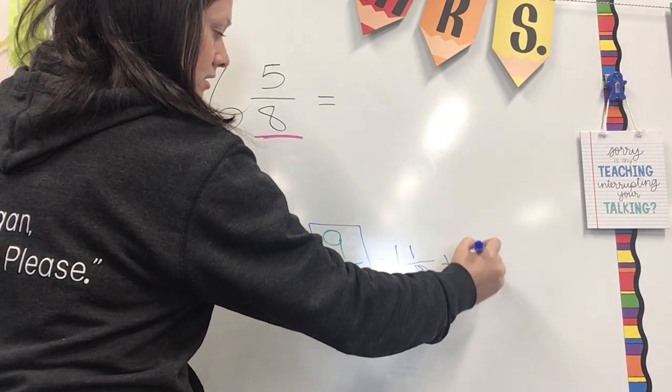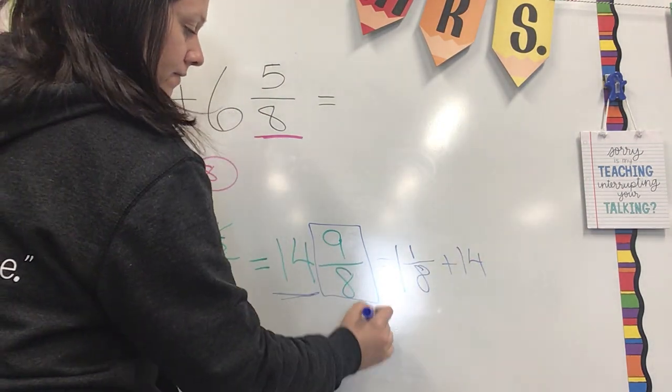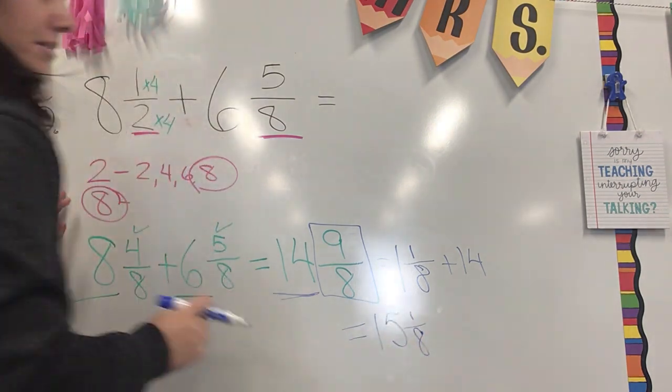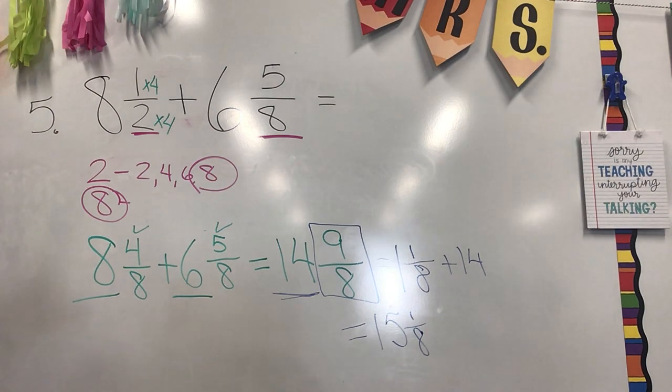14 plus 1 equals 15 and 1/8. Very nice. So no borrowing, because I didn't do subtraction there.